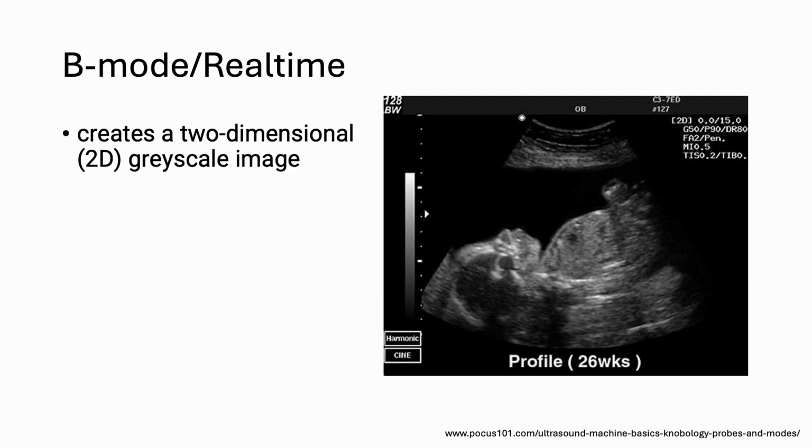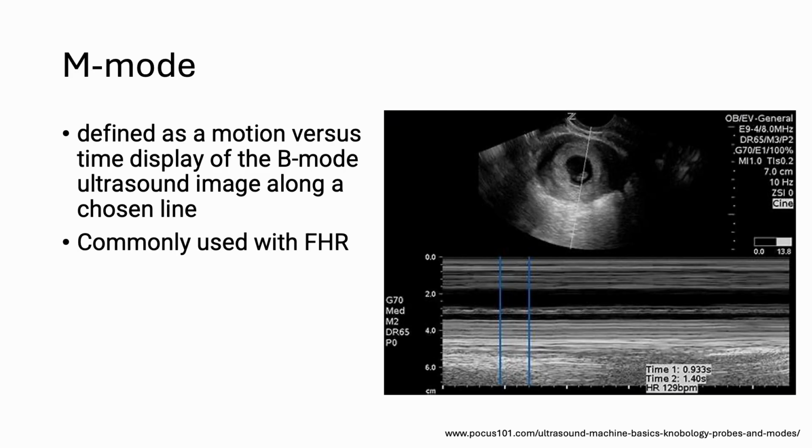So a B mode or real-time mode creates a two-dimensional 2D grayscale image. So these are the cute little profile pictures like I talked about. These are often used to look at different structures, do measurements when we're doing fetal growth. When we're doing a BPP, we can watch the baby's lungs moving and we can watch the baby moving. It is getting several images, and sometimes it's even real time. So that's what most sono machines are doing these days.